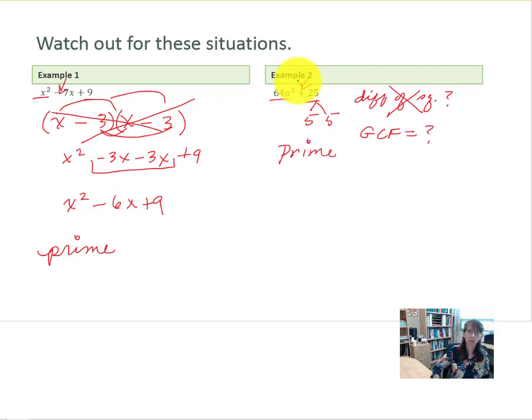If it is not subtraction, it cannot be a difference of squares. And with the perfect square trinomial, it can't be factored with that technique if the middle term is not matching. So do watch for those.